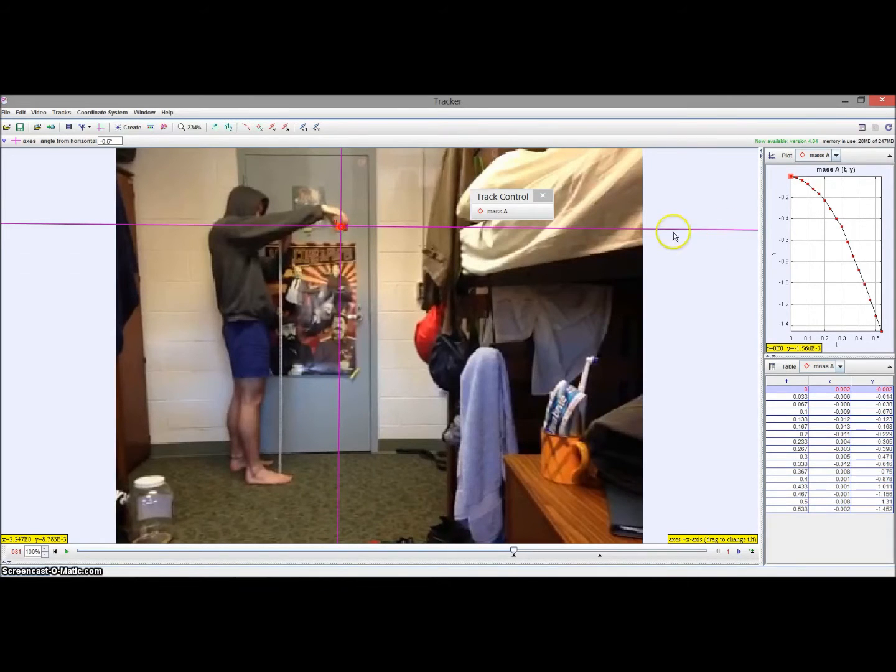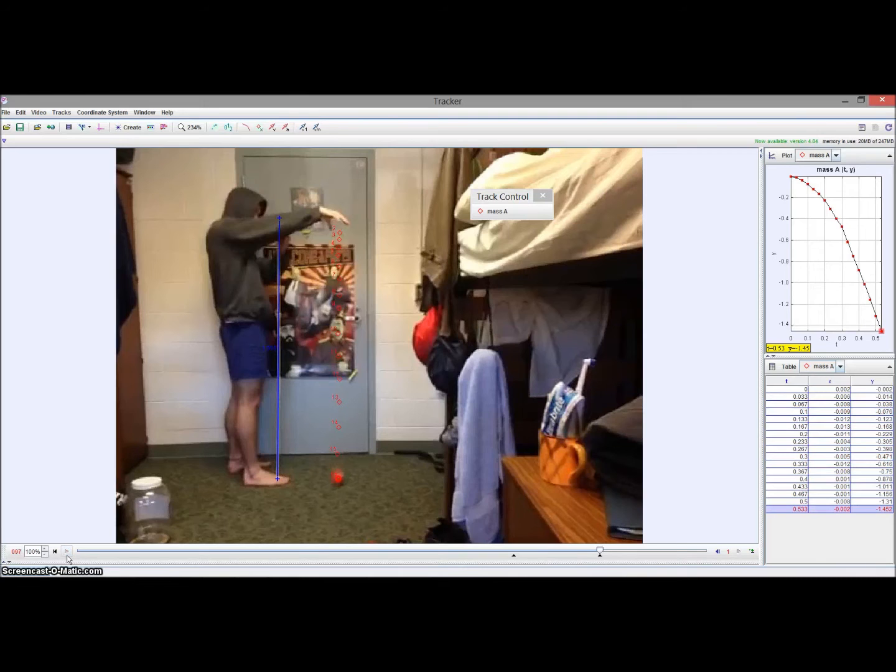I then used a measuring tape that I held to set the calibration stick to 1.5 meters. Alright, let's go ahead and run this thing. After running this, we produced our position by time graph, which gives us our data points over here, our X and our Y.